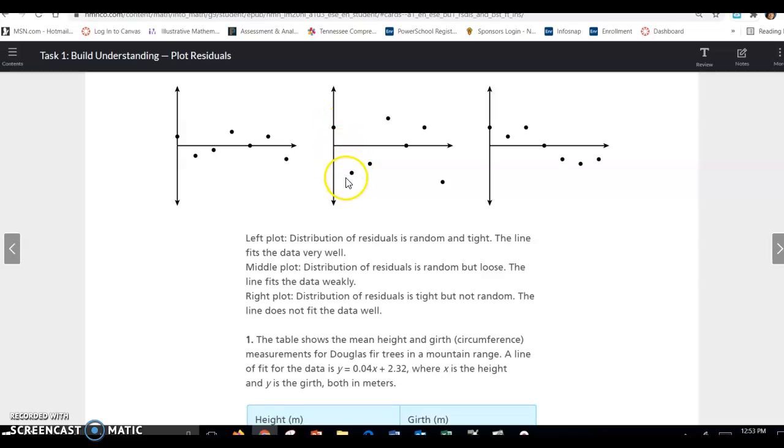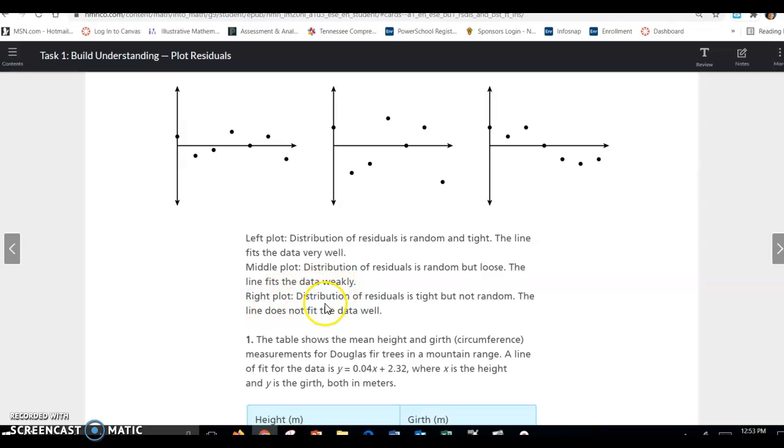The middle plot, the distribution of residuals, is random but loose. So it's got one here, a couple down here, one on the line, but 2 up here and 1 down here. So it's not very closely aligned. The distribution is random but loose. The line fits the data but weakly. So not a strong but a weak correlation here.